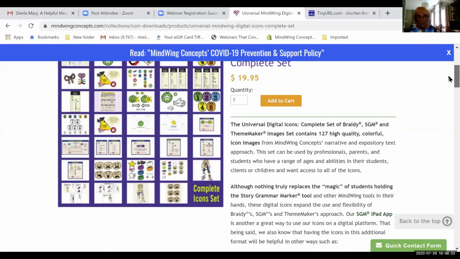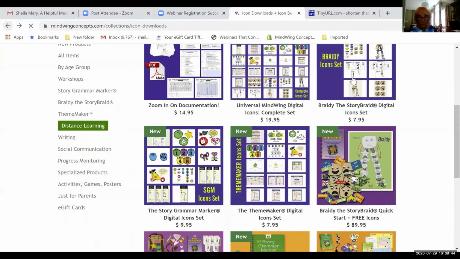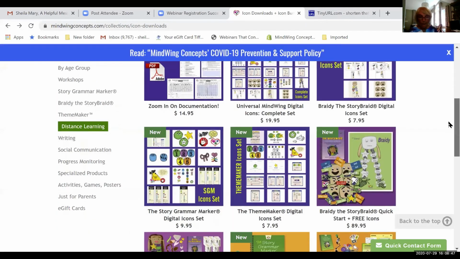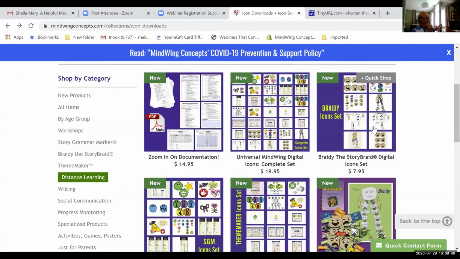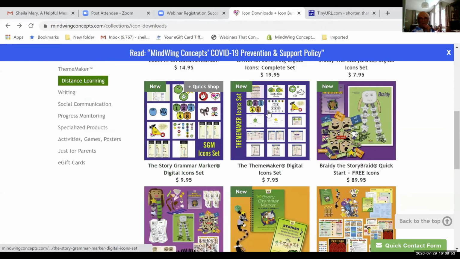There's a lot of different creative ways you can use them, and using them in some of the ways that Linda and Maryellen use them today. They can be used like that. So that's where you will find those. You don't have to purchase all. You can also purchase, you see here that there's a set that is just the Brady icons. There's a set that is just the Story Grammar Marker icons, and a set that's the Theme Maker icons.